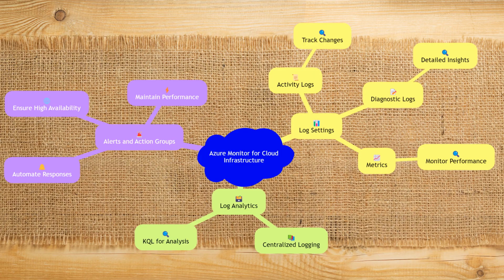Consider a scenario where a company uses Azure Monitor to manage its cloud infrastructure. By configuring log settings, they can monitor resource performance, detect anomalies, and respond to issues proactively. For instance, they set up activity logs to track changes, diagnostic logs for detailed insights, and metrics to monitor performance. They use Log Analytics for centralized logging and KQL for analysis. Alerts and action groups automate responses, ensuring high availability and performance.